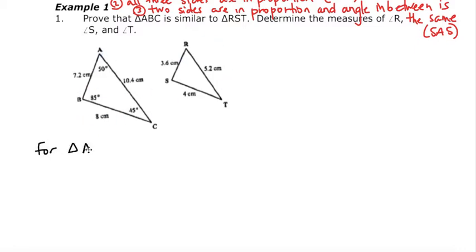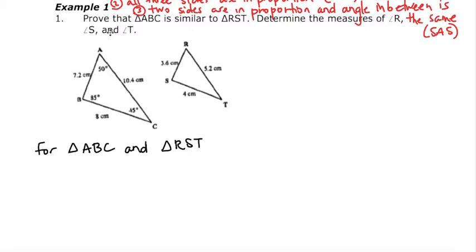So for triangle ABC and triangle RST, I want to show that either all 3 angles are the same. And I know what the angles are in the first triangle, but I don't know what the angles are in the second triangle. So that one's not going to work for me. Then I think about, are all 3 sides in proportion? So do I know the measurement of all 3 sides of both of my triangles? And I do. So that's the method I'm going to try to prove.